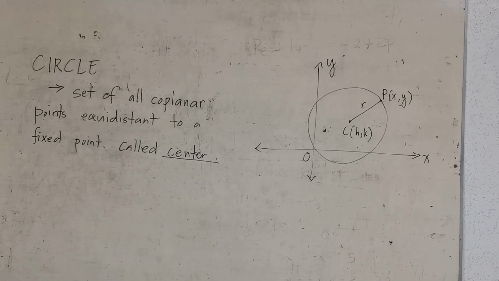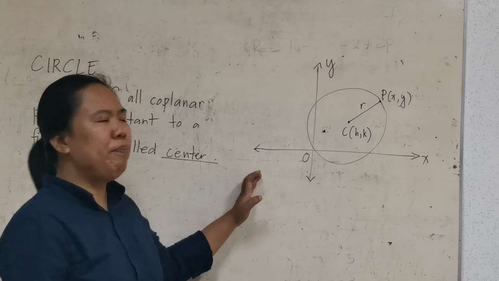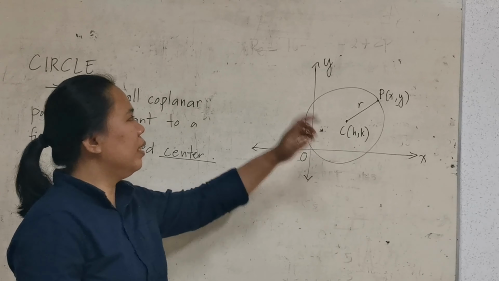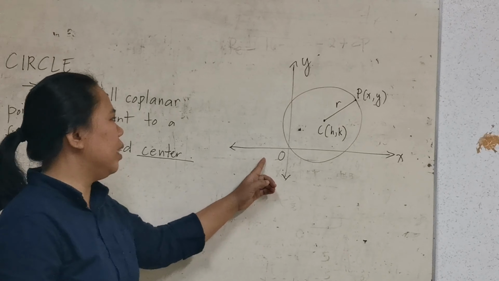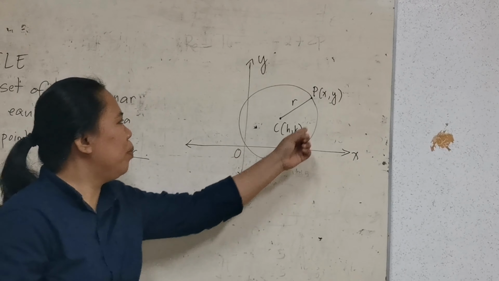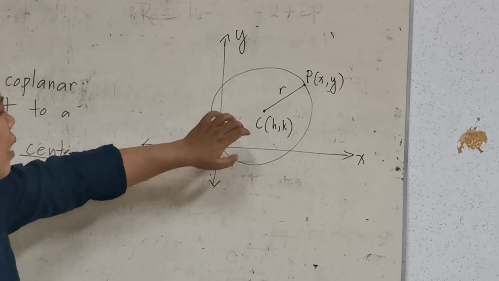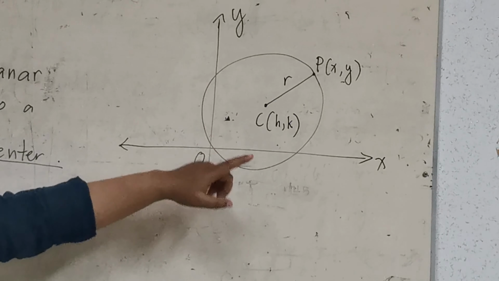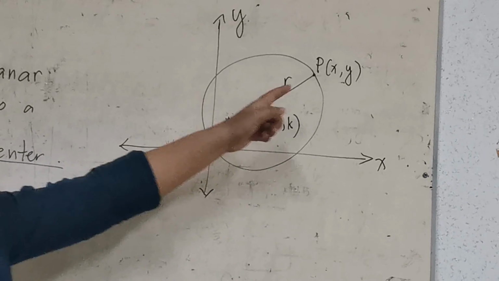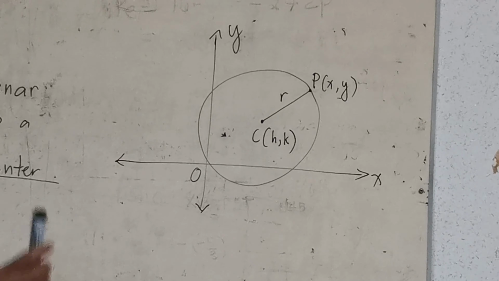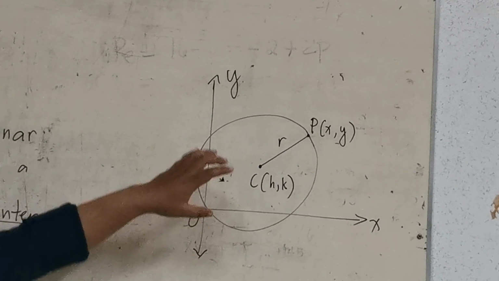So our first topic for the conic sections is the circle. A circle is defined as a set of all planar points equidistant to a fixed point called the center. As an illustration, we have here the x and y axes intersecting at the origin. So we have now the set of all points that are equidistant to the fixed point called the center. The distance from the center to point P is our radius of the circle.